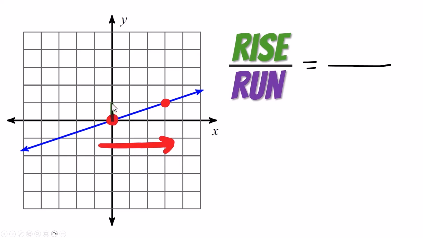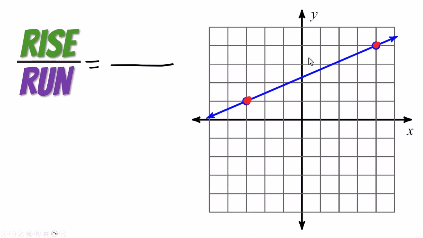From the first point, I have to go up 1 until I'm at the same height as the second point. So that means my rise is 1. And then from here, I go around the corner and I have to go 1, 2, 3 boxes to get over to the second point, which means my run is 3. That means our slope is 1/3. So it comes out looking like a fraction, but it's not calculated like a fraction. It's actually a ratio of two numbers, the ratio of the rise to the run.